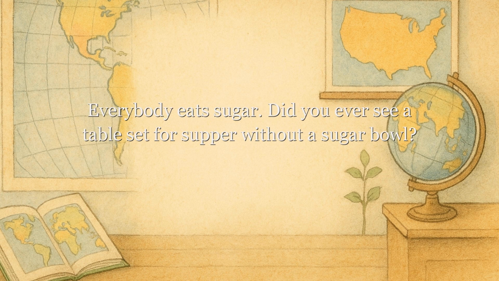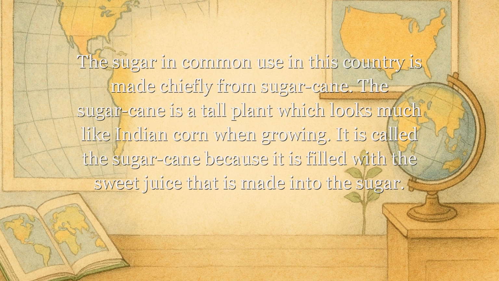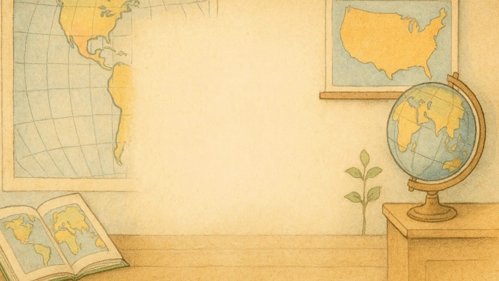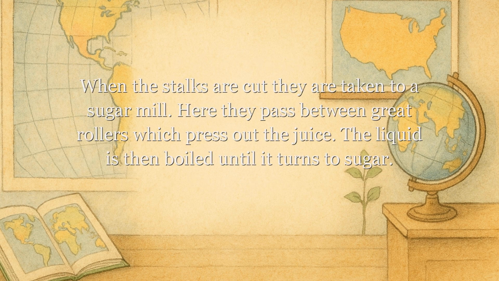Everybody eats sugar. Did you ever see a table set for supper without a sugar bowl? The sugar in common use in this country is made chiefly from sugar cane. The sugar cane is a tall plant which looks much like Indian corn when growing. It is called the sugar cane because it is filled with the sweet juice that is made into the sugar. When the stalks are cut, they are taken to a sugar mill. Here they pass between great rollers which press out the juice. The liquid is then boiled until it turns to sugar.